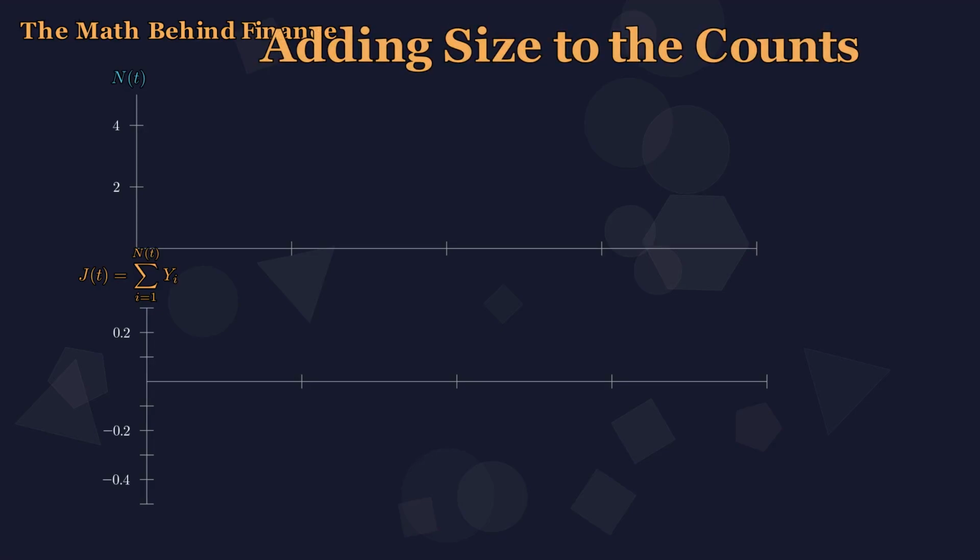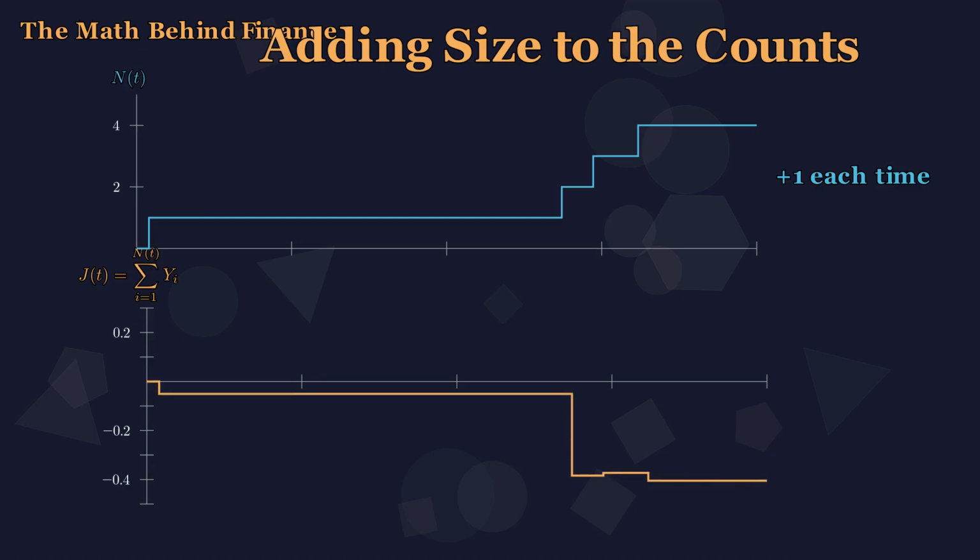A Poisson process tells you when, but a real market shock is not just a tick on a counter, it has a size. Black Monday was not +1, it was minus 22%. Here is the Poisson counting process from the last section. Every step is the same height, +1. Now watch what happens when we give each event its own random size. Some jumps are small, some are large, some go up, most go down. This is a compound Poisson process.